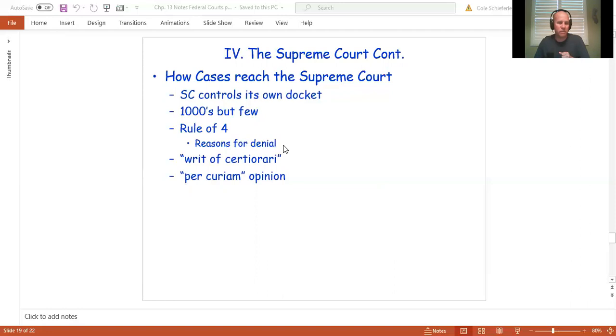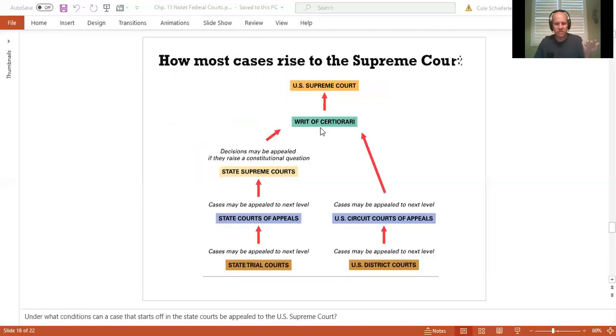And then another reason for denial is the Supreme Court will say stare decisis. The lower decision stands, whatever the lower court said, that's the way we're going to go, okay? What else? So how you get your case to the Supreme Court is you file what's called a writ of cert, okay? A writ of cert. And these are petitions right here. These are petitions to have the Supreme Court hear your case, okay?